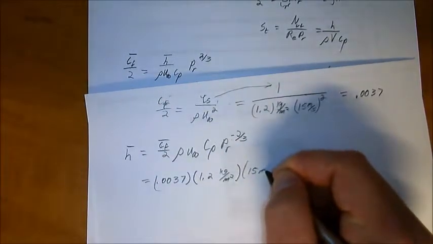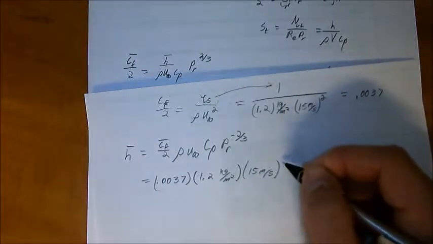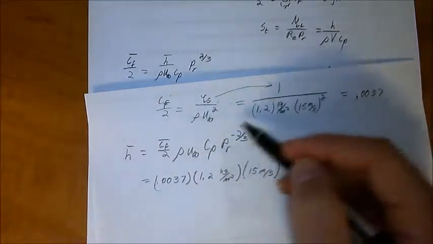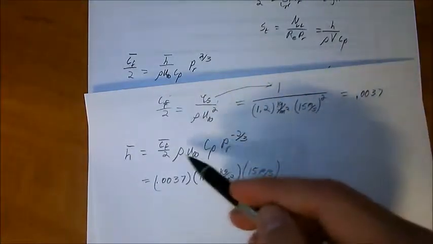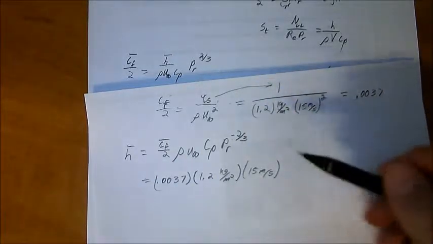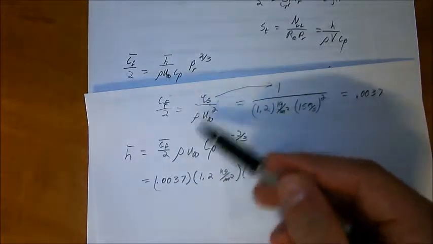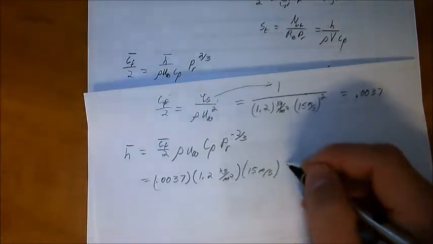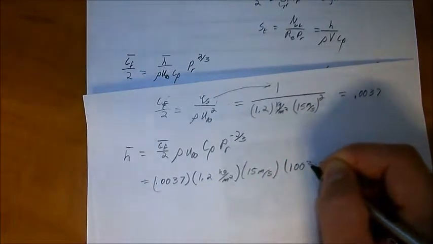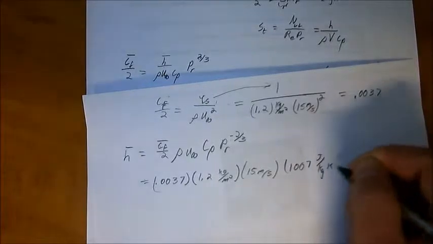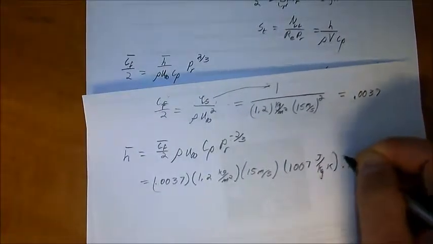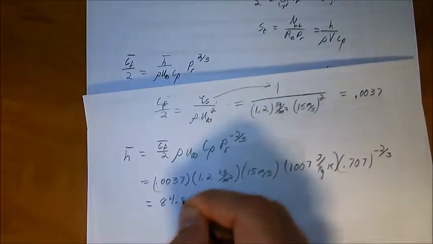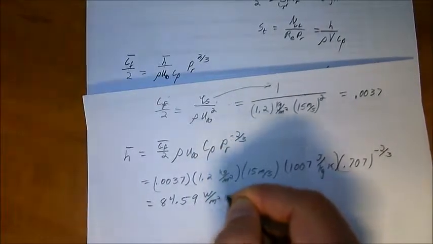So, solving for H bar now, you have 0.0037, which we just solved for, times 1.2 kilograms per meter squared, times 15 meters per second. Now, you may have noticed one thing. If I had just subbed this in for CF earlier, I could have canceled a few of these. But just to make it clearer and show how this equation solves out, in case something goes funky or you're working in some other way, this is a very clear step-by-step process. But you could just sub this in here and then cancel density and one of these velocities. And then 1.007 joules per kilogram Kelvin times 0.707, which is our Prandtl number to the minus 2/3. If you solve that out, that is equal to 84.59 watts per meter squared Kelvin.